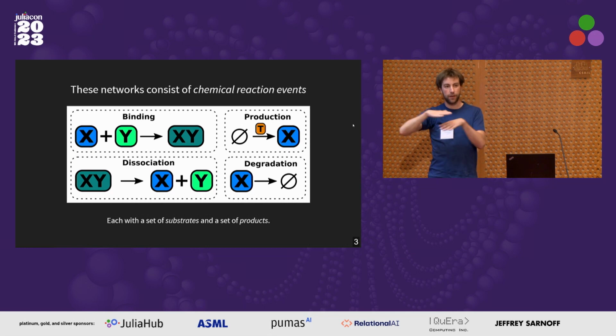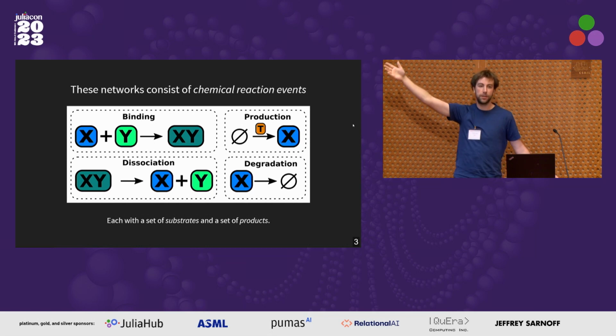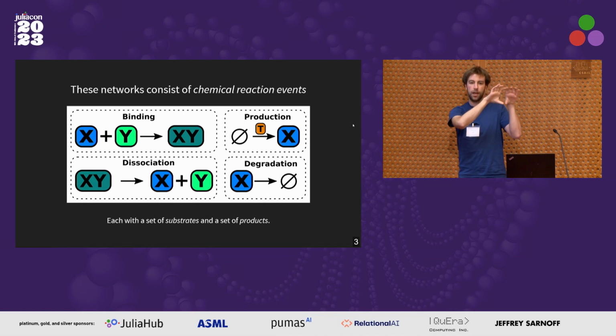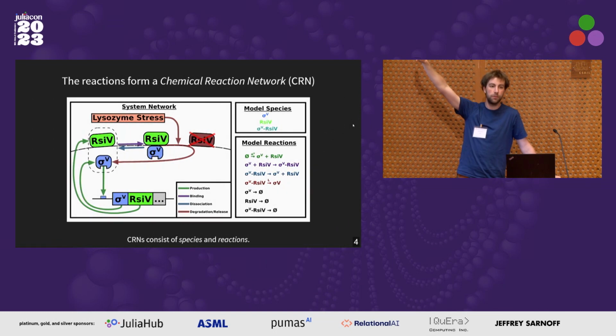Often these reactions have a constant rate, but you can also have that they depend on something. For example, you have a production of X activated by a transcription factor. And in general, we have these reactions where a couple of things become another couple of things. But what you then can do is take this complicated network and decompose it into reactions.